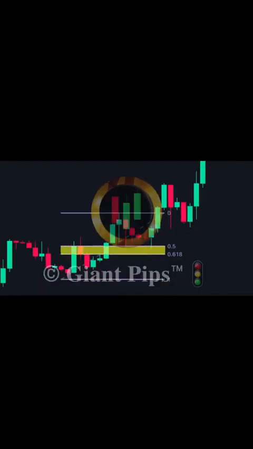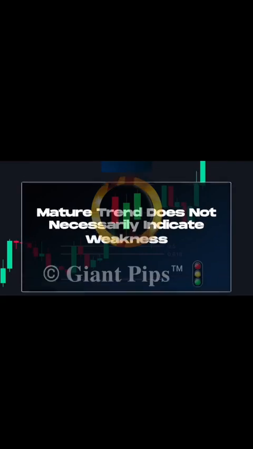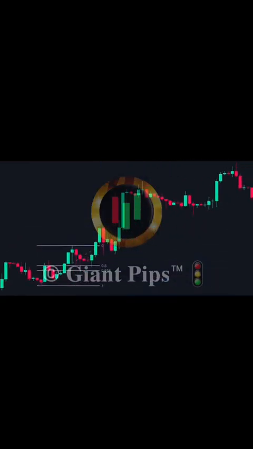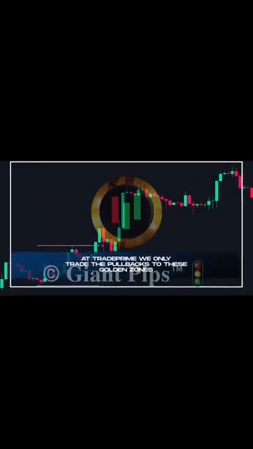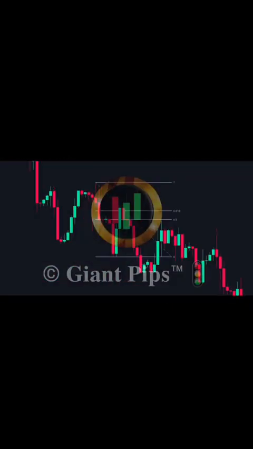The area between 50 and 61.8 level is known as the golden zone. Typically, the price will pull back to this area before reversing. A pullback to these levels indicates that the trend is mature and experiencing deeper pullbacks in price. However, a mature trend does not necessarily indicate weakness. In fact, such trends can last for a long time before reversing. At trade prime, we only trade the pullbacks to these golden zones. Throughout the rest of the video, we've exclusively used the golden zone for our trades and strategies. Please remember this going forward.